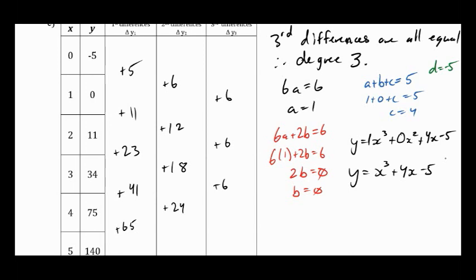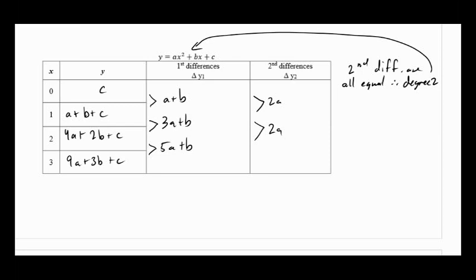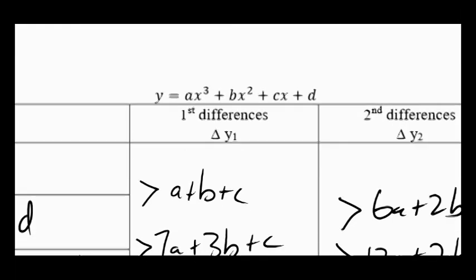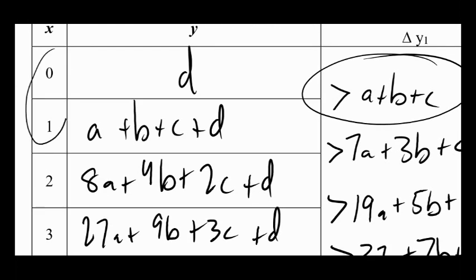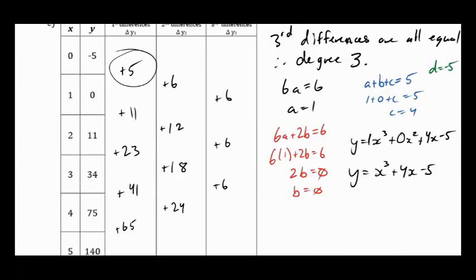Right here. If you compare that to our other table, right here, the first row of the column of first differences is a plus b plus c for a cubic. And again, these started at the same places, right? If you started them differently, it wouldn't have the same. It only works because they start that way. But don't worry about that. They will all start properly. But just so you know, that's part of the design.